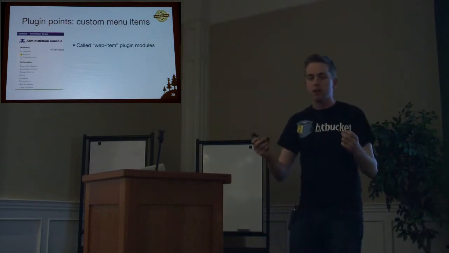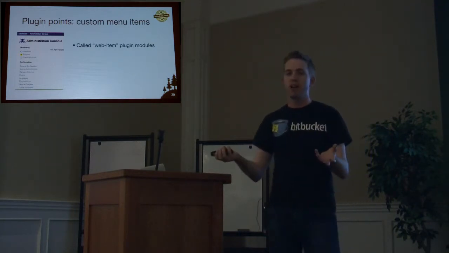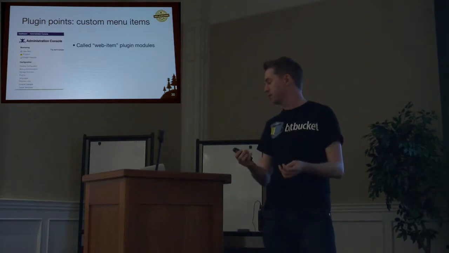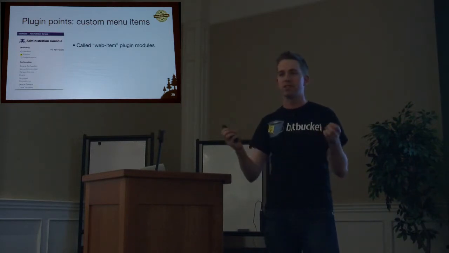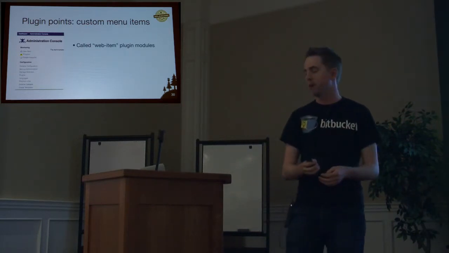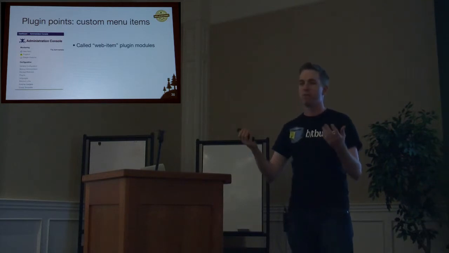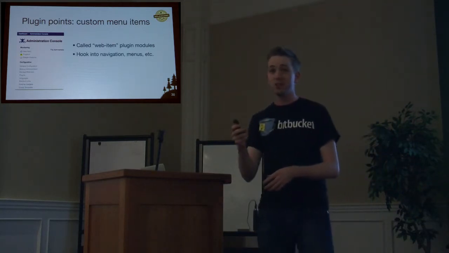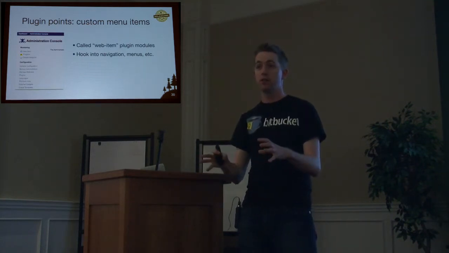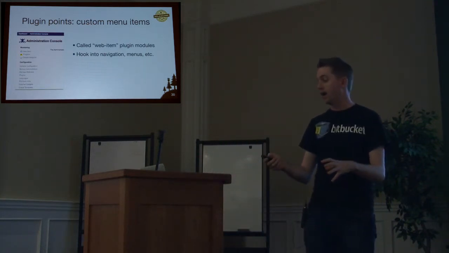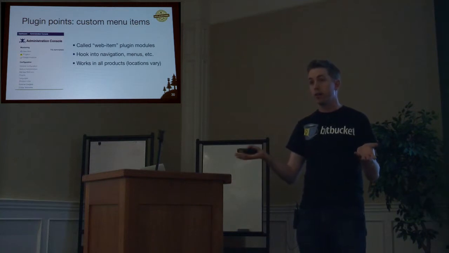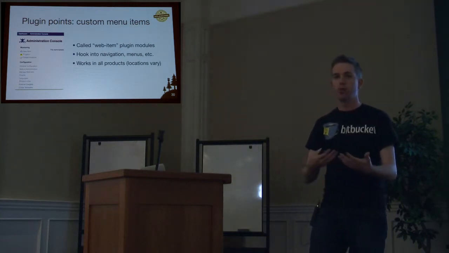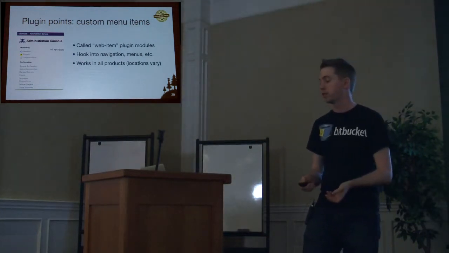These have a bit of a naming crisis. The reason why you might not have heard about custom menu items before is because they're called web items. Outside Atlassian, probably not many people realize what a web item is. It doesn't really mean anything. What these do is they give you hooks into all the navigation throughout the app. And they work in all the products, although the locations where you can hook into do vary between the products.